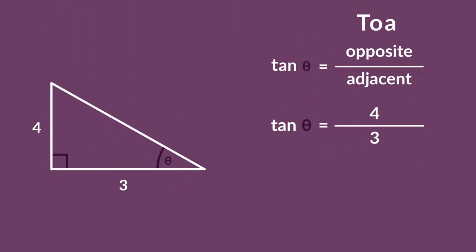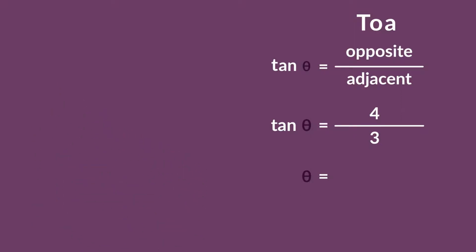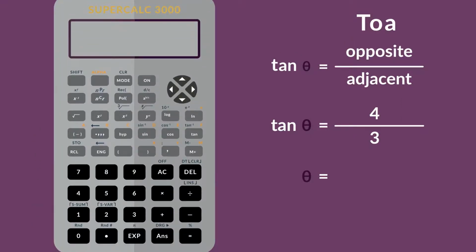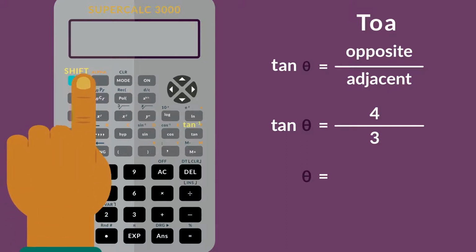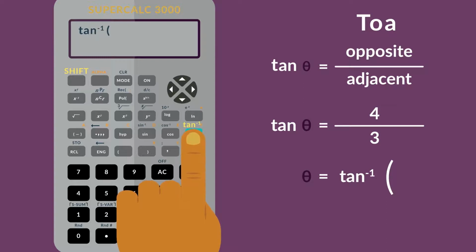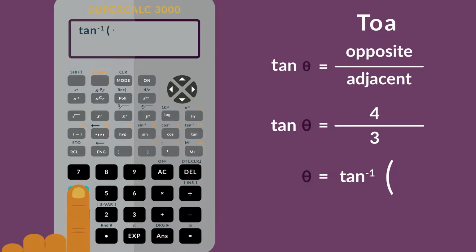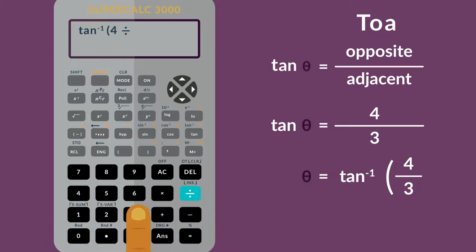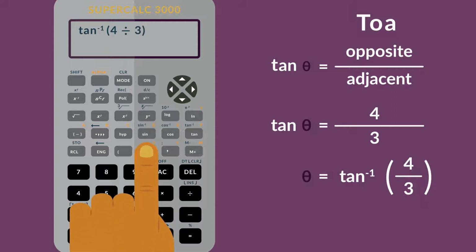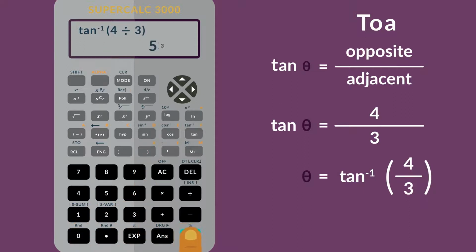To work out the value of theta, we need to isolate it on the left-hand side of the equation. Then we use the inverse of tan on a scientific calculator. You usually get to this by first pressing Shift or second function, then the tan button. Then insert either the fraction 4 over 3 or 4 divided by 3 in brackets. Then press equals and you will get the value for theta. So the angle of elevation we're looking for is 53.13 degrees.